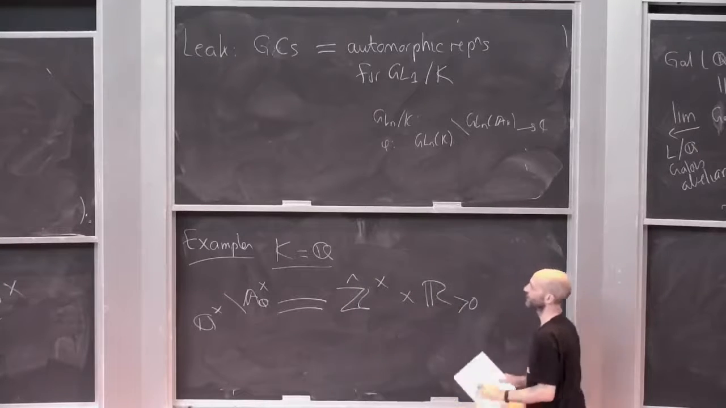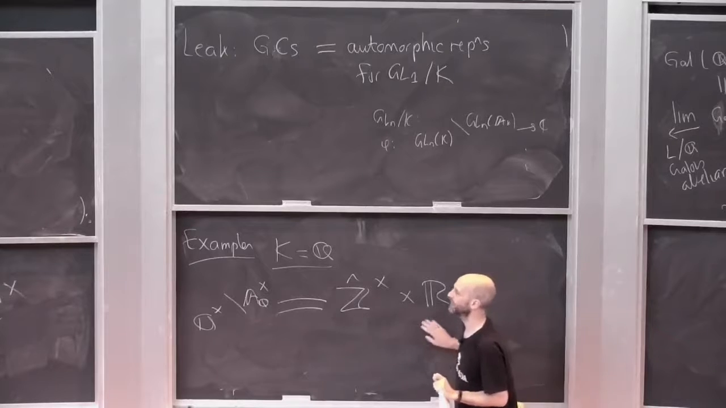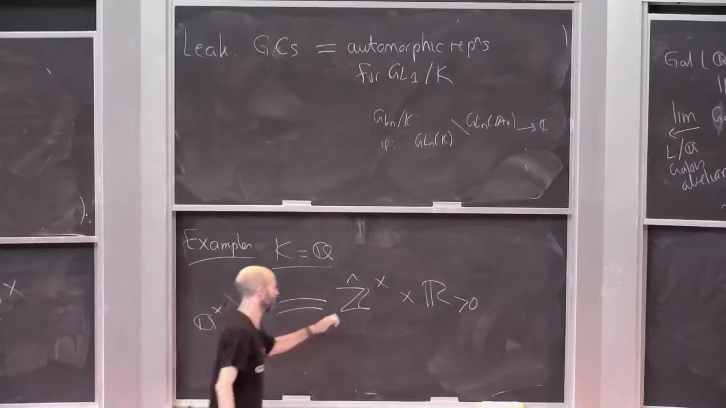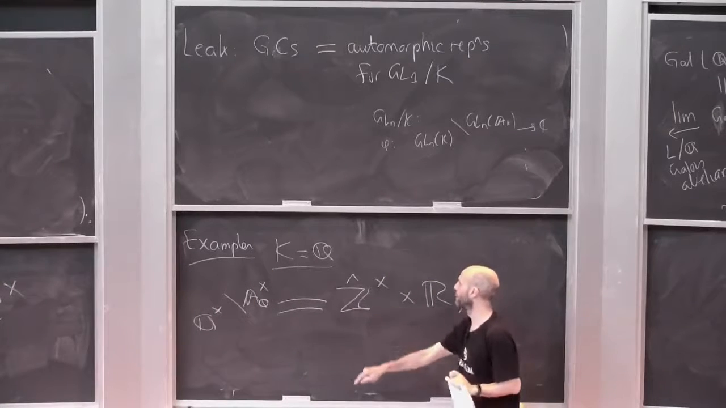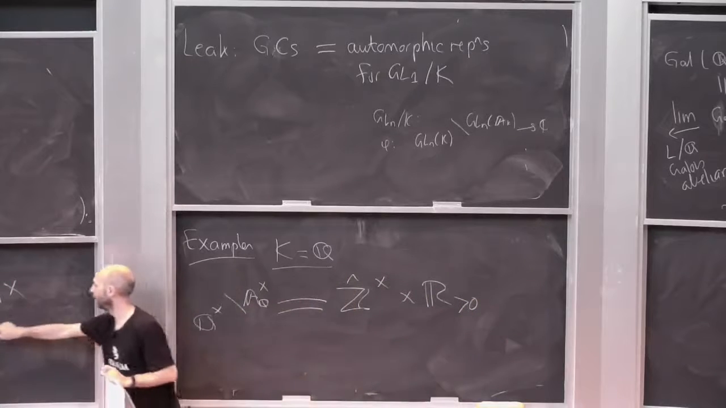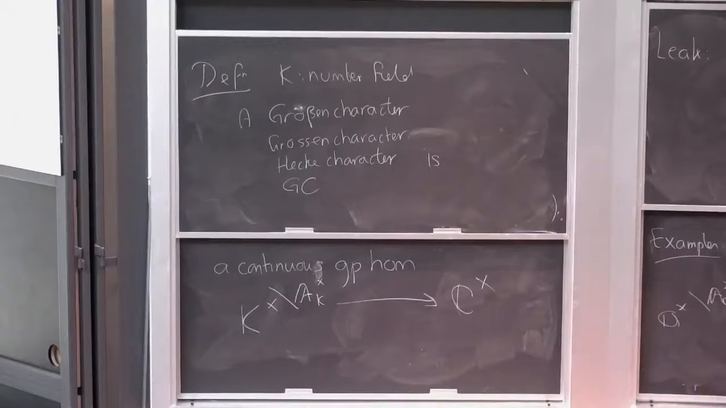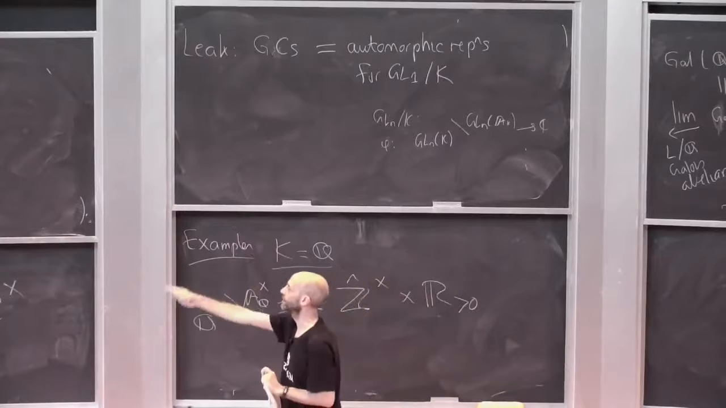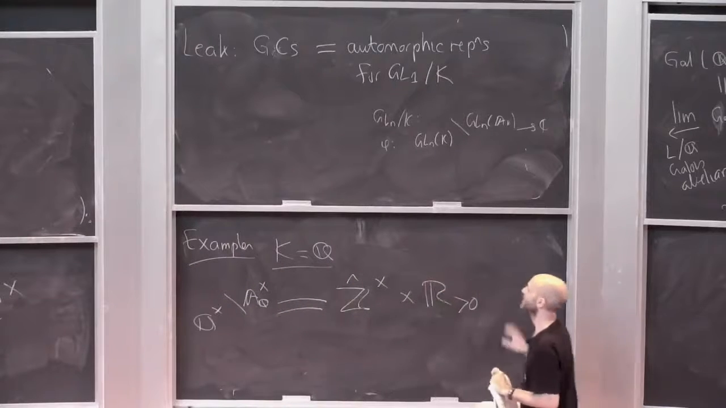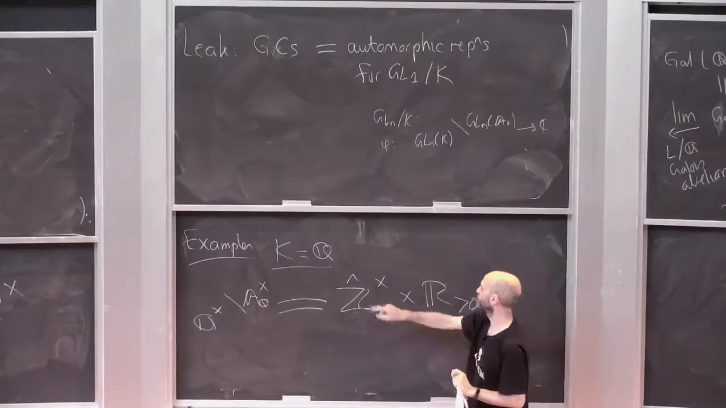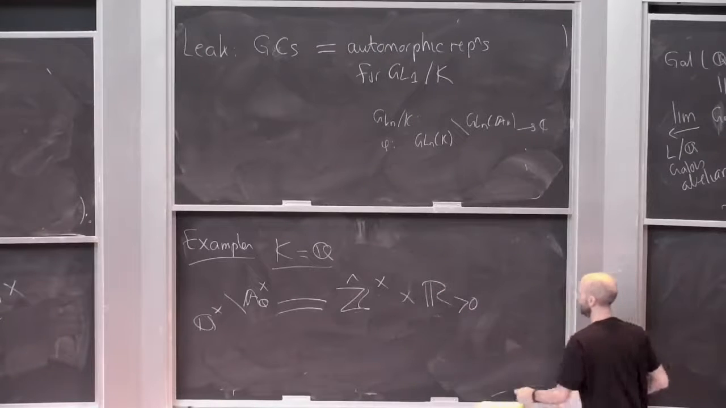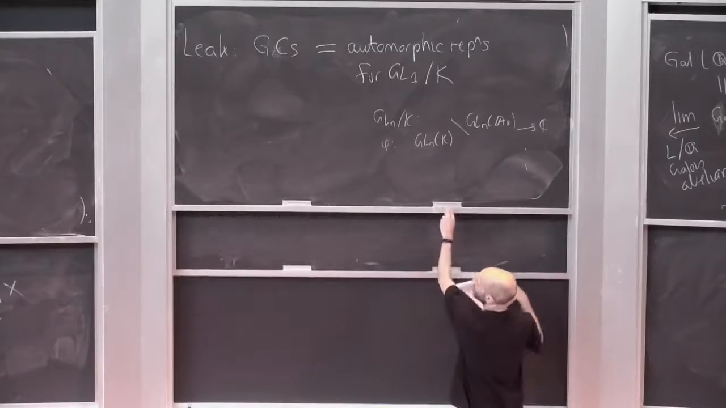So there's two parts to this. If I want to give a group homomorphism from A cross B to C star, think about it, right? This is a group homomorphism from a product of two groups. And to do that, all I've got to do is give a group homomorphism on A and a group homomorphism on B, and then multiply them together, right? So if I want to tell you all the Grössencharacters for Q, then I've got to figure out what all the continuous group homomorphisms from this guy to C star are, and all the continuous homomorphisms from this guy to C star. And then we'll actually know all the Grössencharacters.